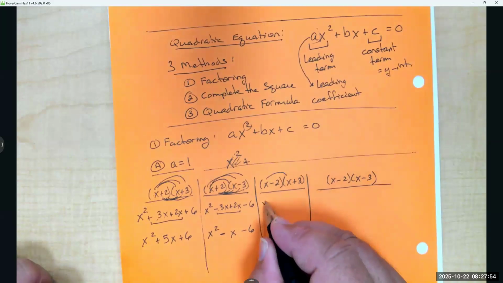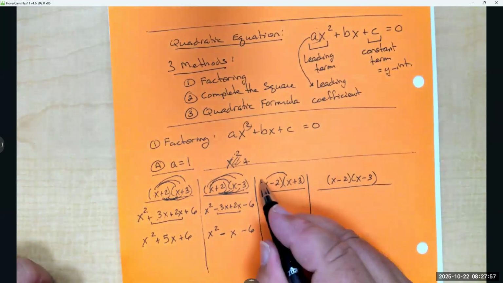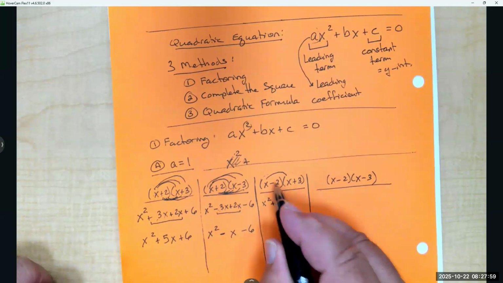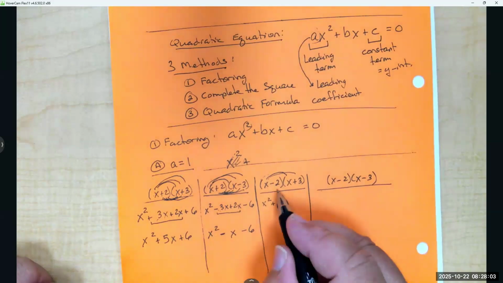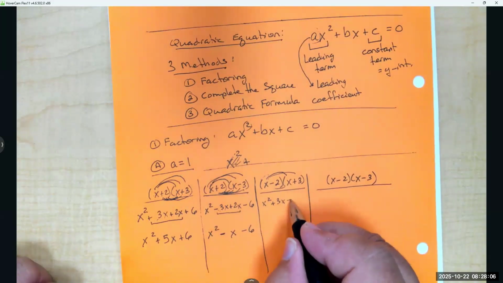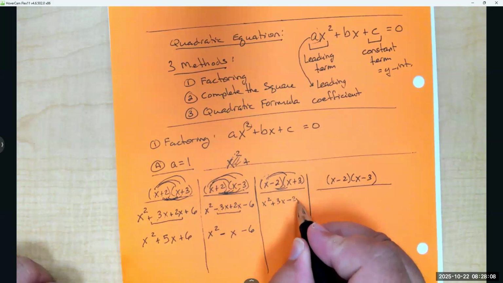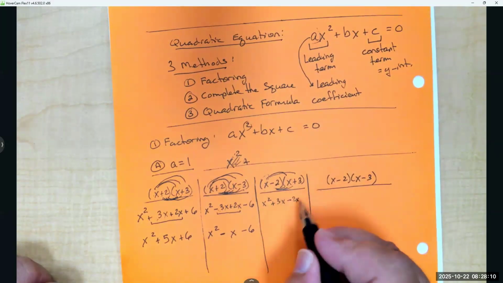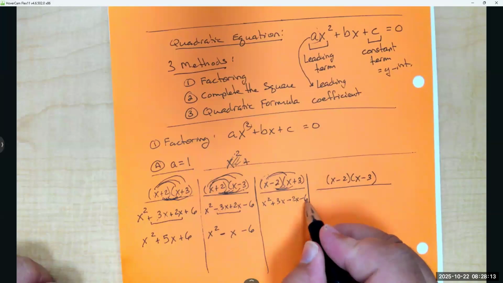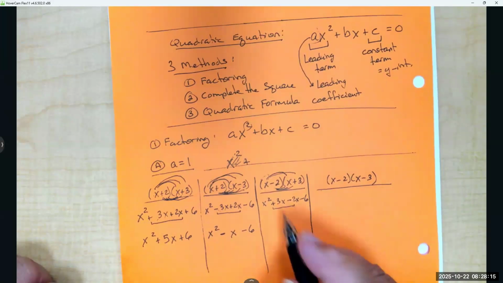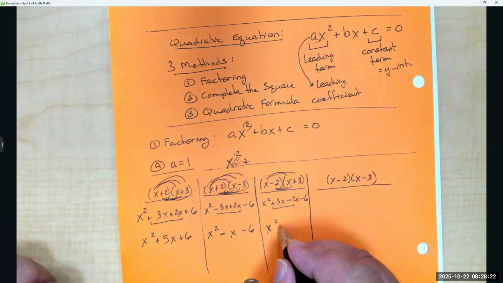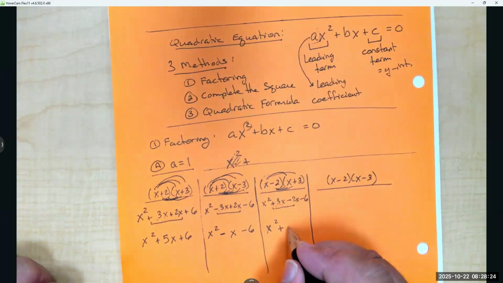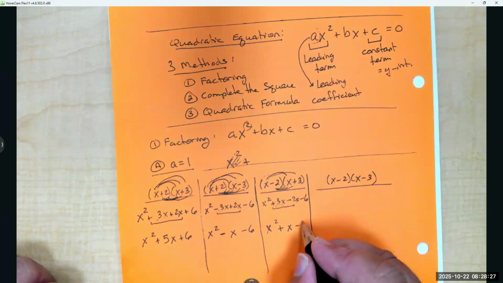X times x is x squared. Positive times positive is positive. X times 3 is 3x. That's that one. Negative times positive is negative. 2 times x is 2x. Negative times positive is negative. 2 times 3 is 6. Combine like terms. So we have x squared. Positive 3 minus 2. 3 is bigger, so the answer is positive. 3 minus 2 is 1, so it's just x.